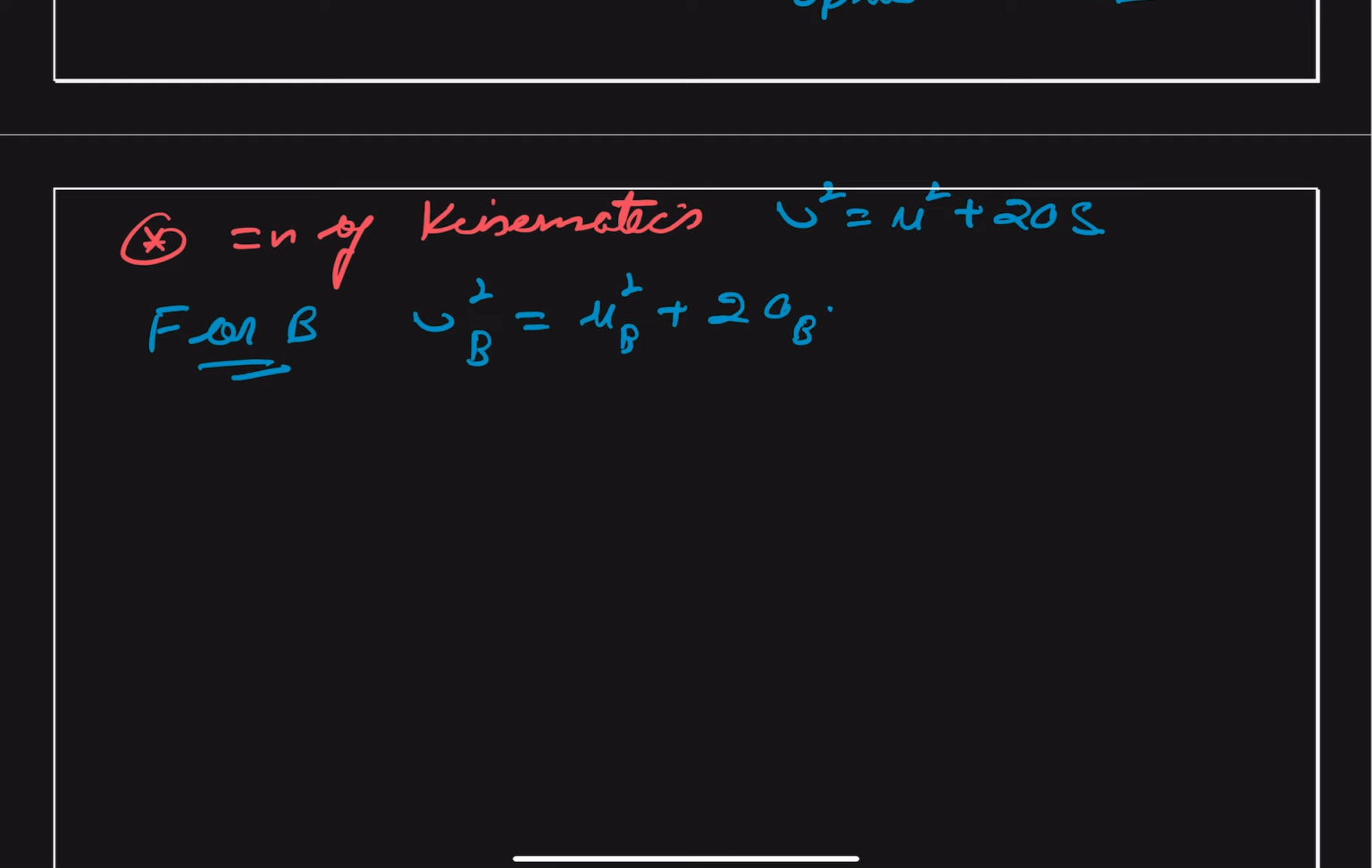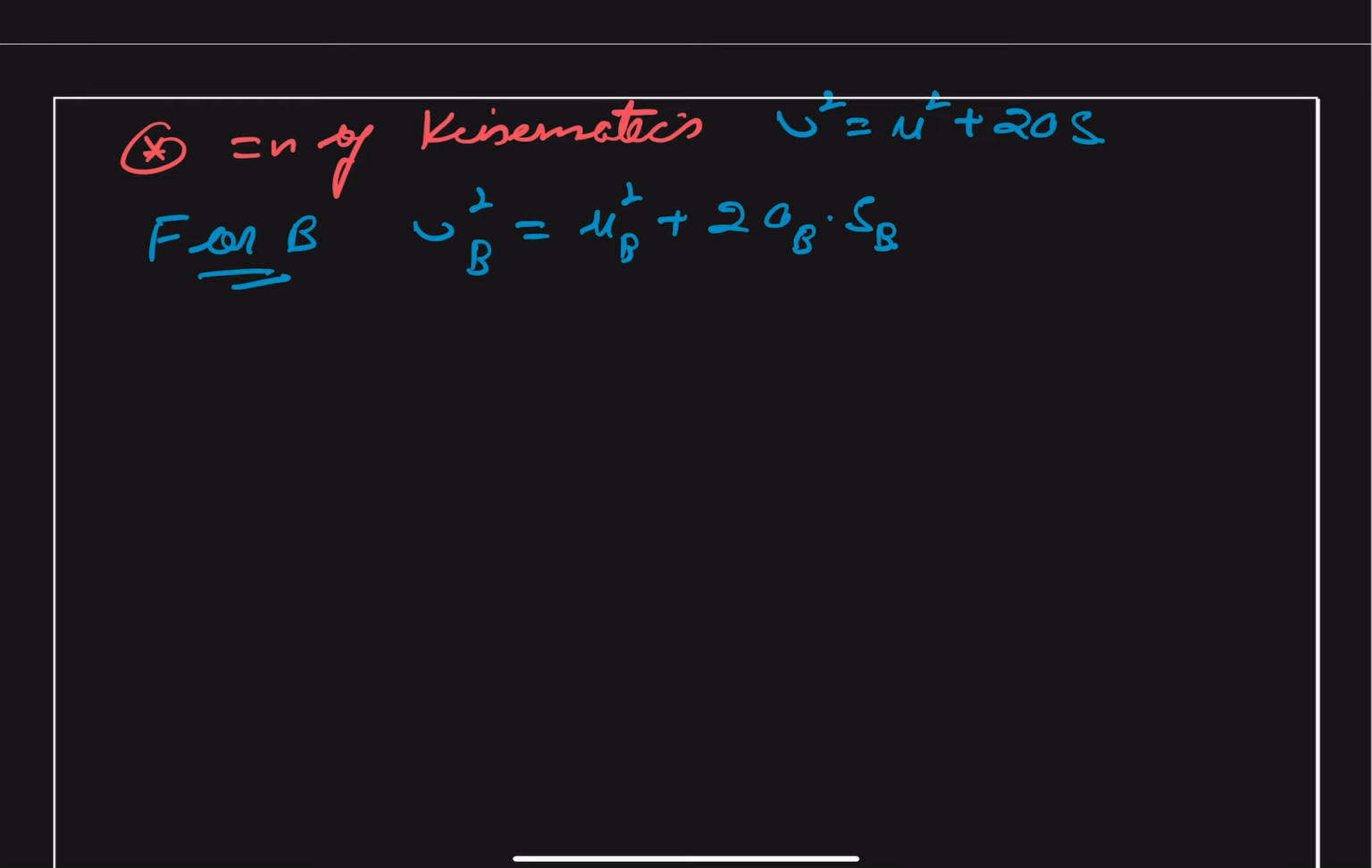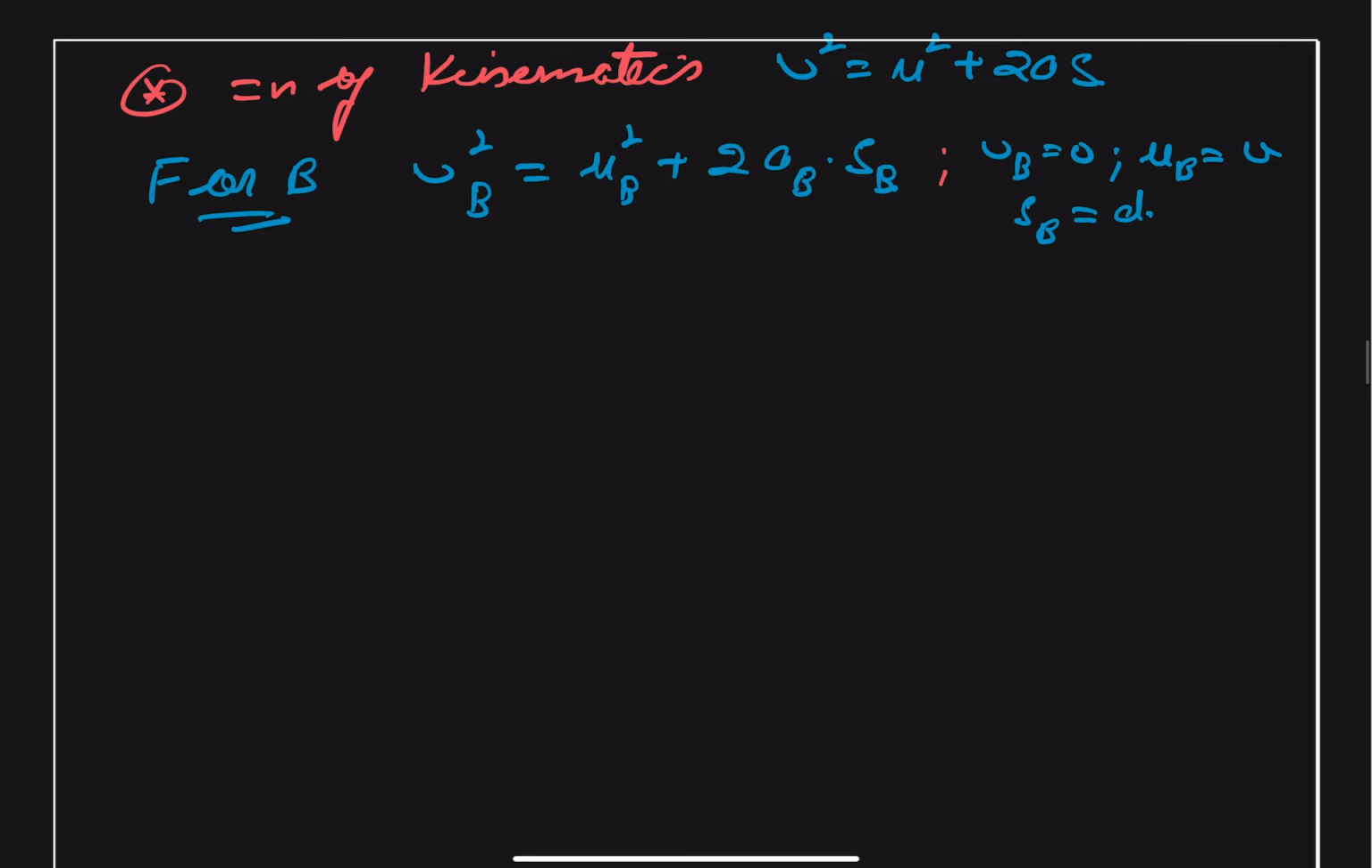We substitute the respective values. VB, the final velocity for block B, is 0. UB is v, and the distance traveled is given as d. So we get 0 is equal to v squared plus 2 aB multiplied by d. This gives us the acceleration of B equal to minus v squared upon 2d.